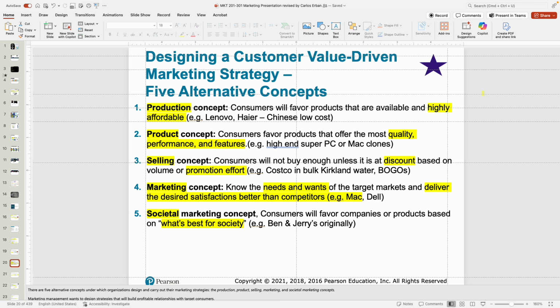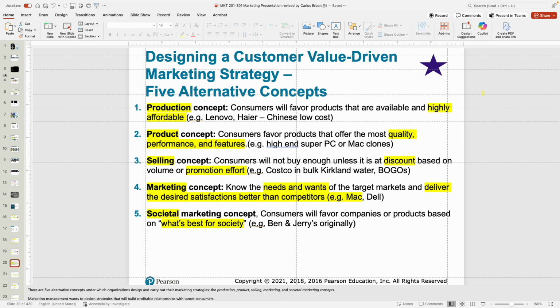Then you have the product concept. So this is what I was telling you before. Somebody just focuses on making the best product, and then customers or users go to that product. So if you're doing like a super PC or super machine, they're just focusing on making the best product. Now, the selling concept focuses on discounts, right? And promotions. Marketing is really obviously needs and wants, and then societal is what's best for society.